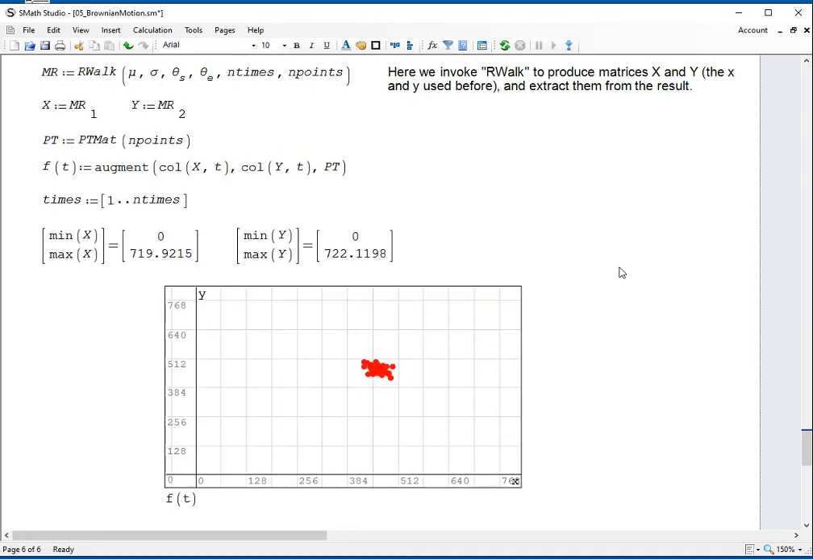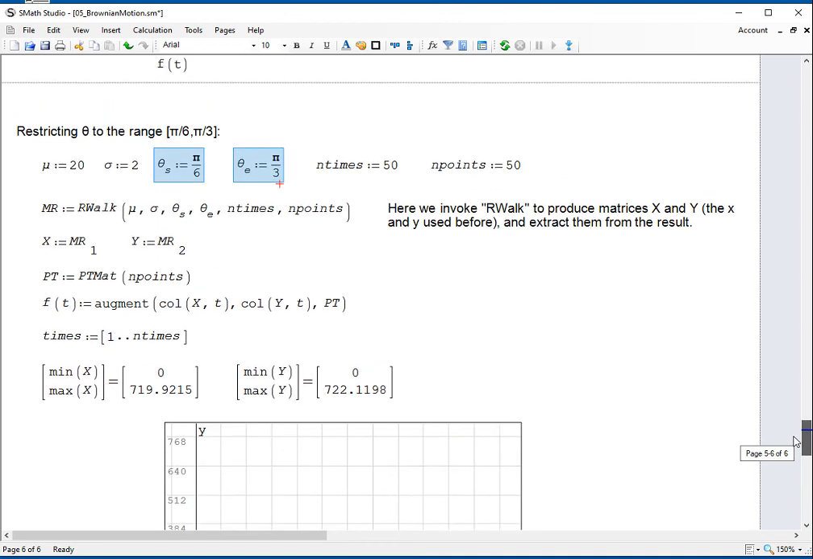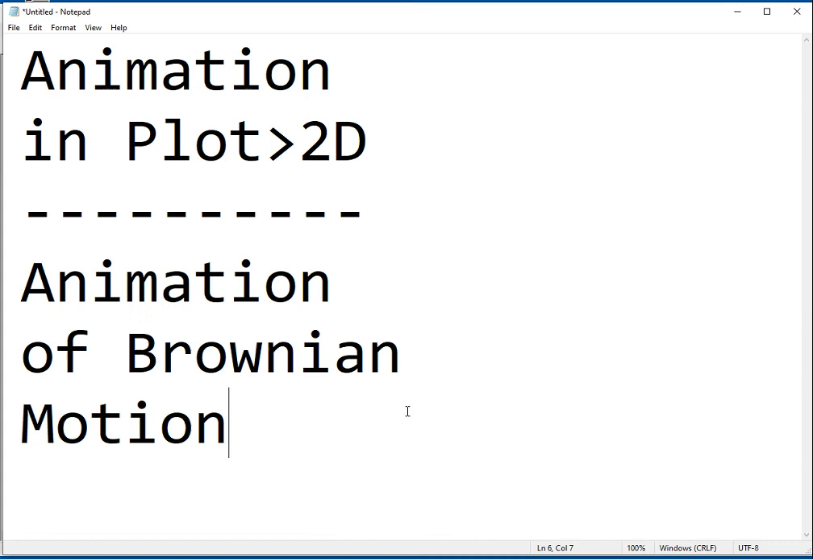And so this is a way to animate a cloud of particles, let's say, and show them moving in the plane, simulating some sort of random Brownian motion, and that's what I wanted to present for this particular video.